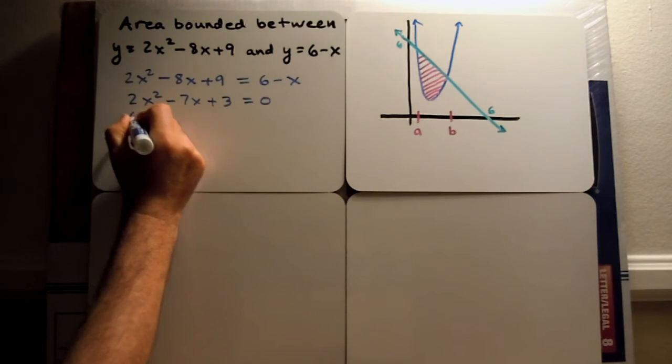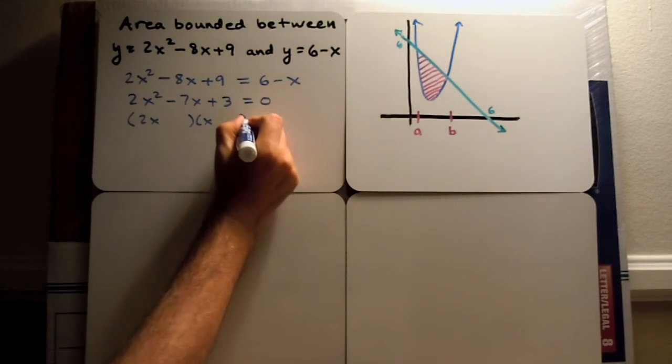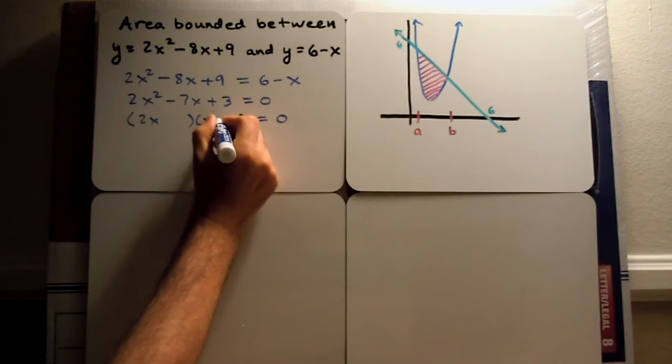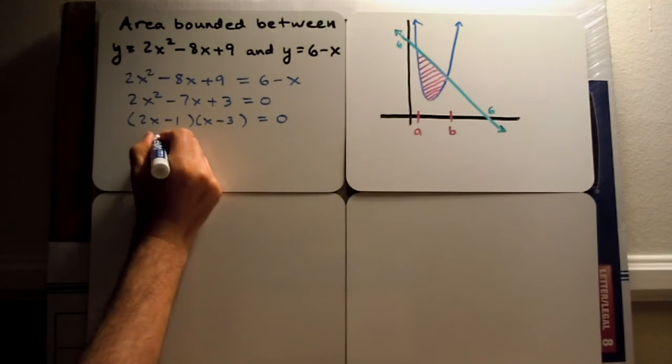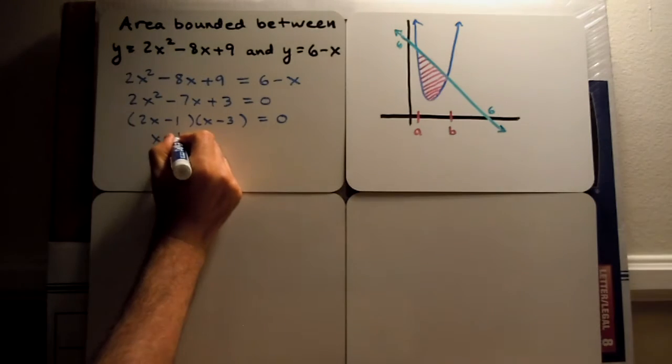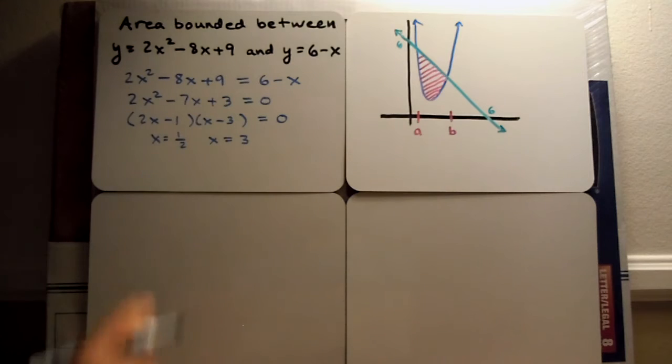Factor that, we get 2x minus 1 times x minus 3. And factoring that, we have the two values of x equals 1/2 and x equals 3.